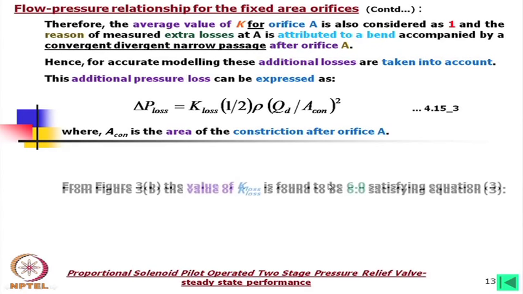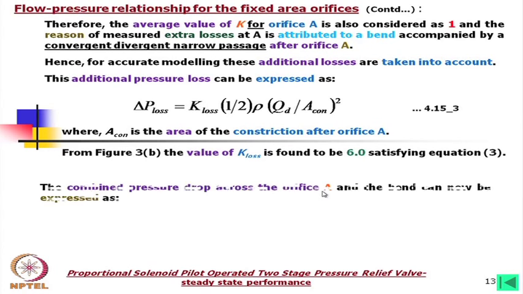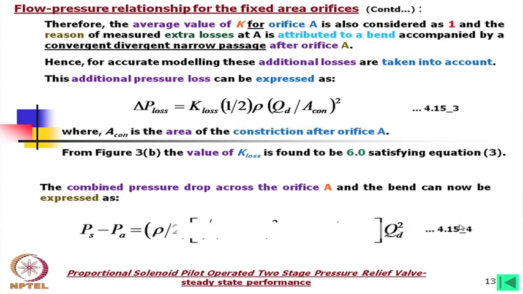This I have described, and K loss I have already shown, and we can take this value as 6. The combined pressure drop across the orifice A and the bend can now be expressed with these equations. So, we can use these equations for the estimation of the pressure drop.